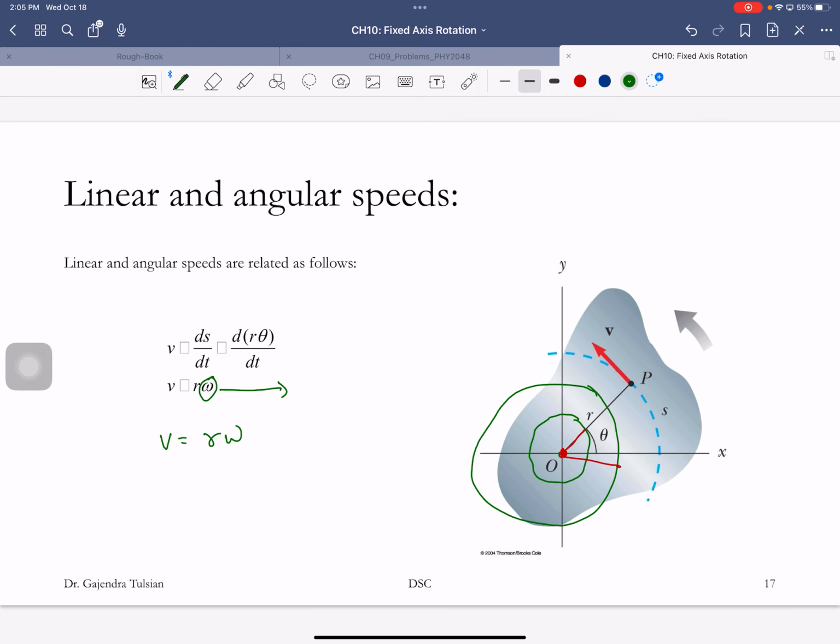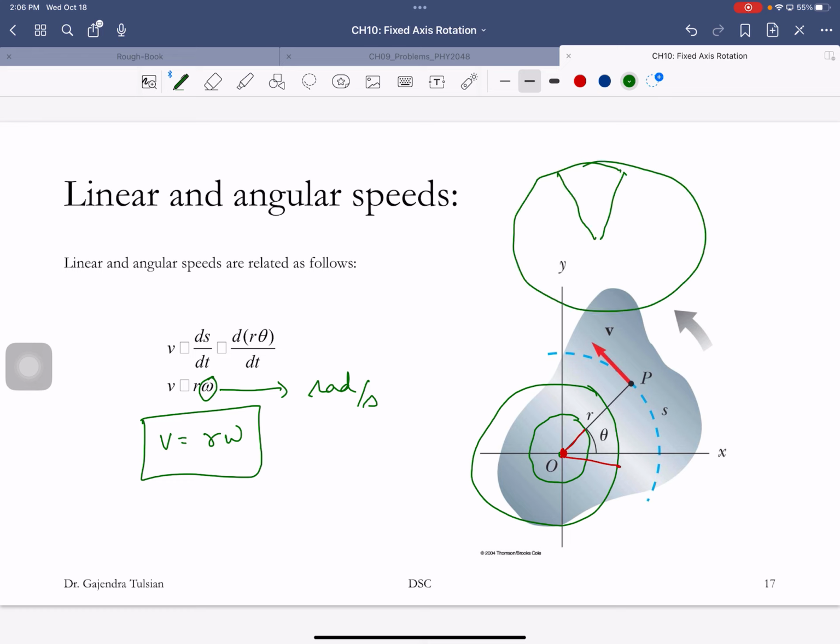This guy is in radians per second. So whenever you see a formula that relates linear quantities to angular quantities, that angular quantity is in radians per second squared, or whatever. Okay? So for instance, there's theta. This distance S is related to theta like so, and this has to be in radians. This is in radians per second.